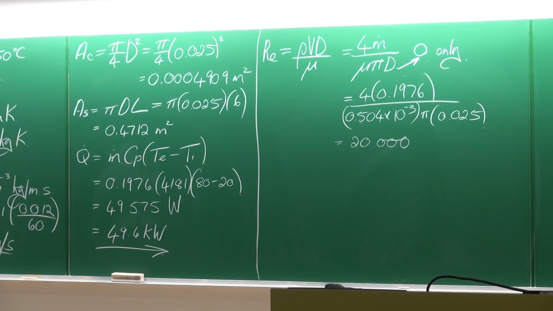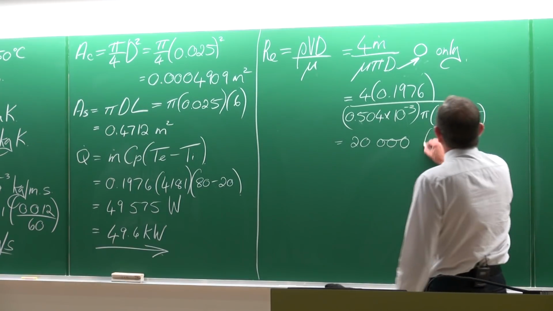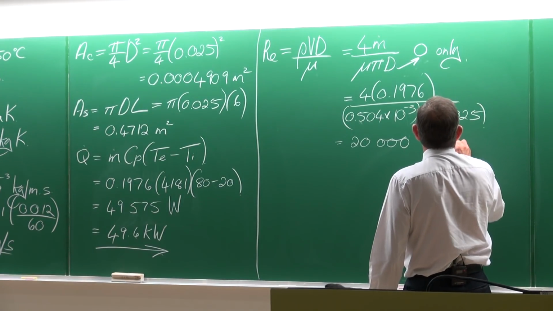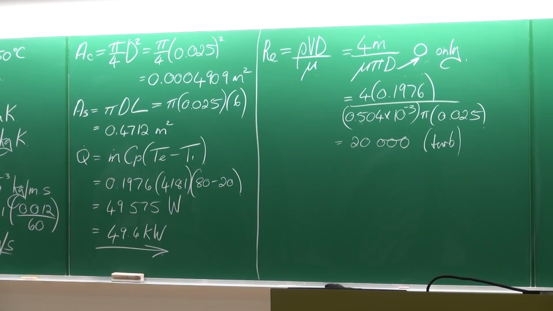The Reynolds number is 20,000, which means the flow is turbulent. For a circular tube, transition occurs at approximately 2,100 to 2,300, but then there is a region known as the quasi-turbulent flow regime, between 2,000 and 10,000. After 10,000 we can always say it is turbulent.